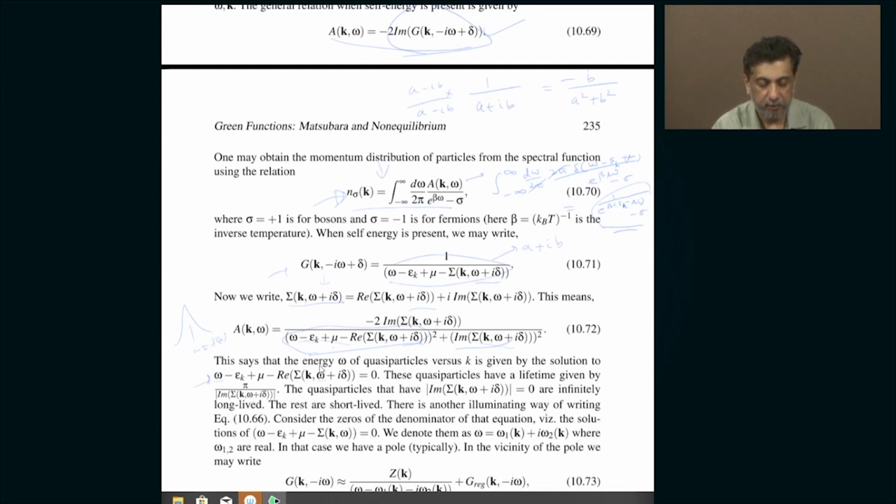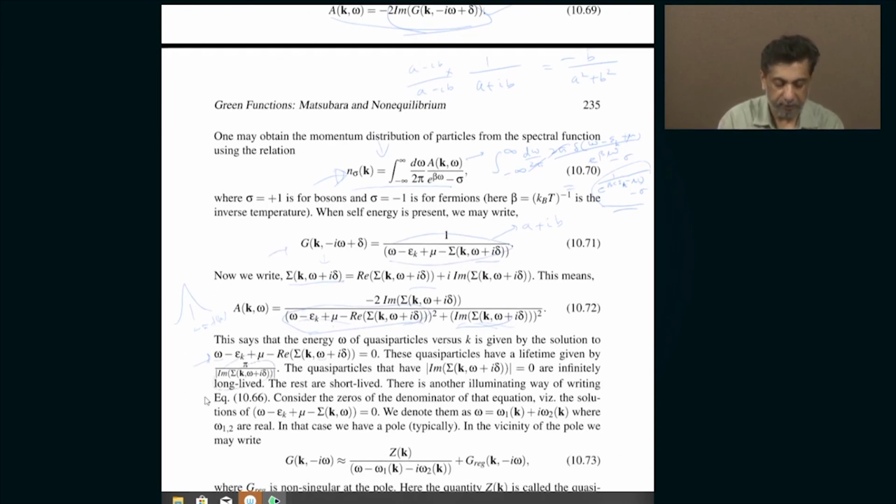But not only is the dispersion relation of the quasi particle different from free particles, it could also have a lifetime. That means you can have a situation where the imaginary part of self energy is not 0. So these quasi particles not only have a different dispersion from free particles, they are also not infinitely long lived, that means they have a finite lifetime. In general, the imaginary part of sigma k comma omega plus I delta may not be 0, and the lifetime can be read off like this. Remember sigma has units of energy, so this has units of 1 by energy, and h bar is 1 in our calculations, so this has dimensions of time.